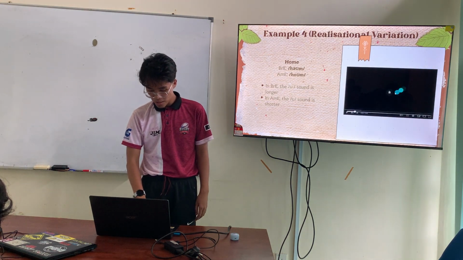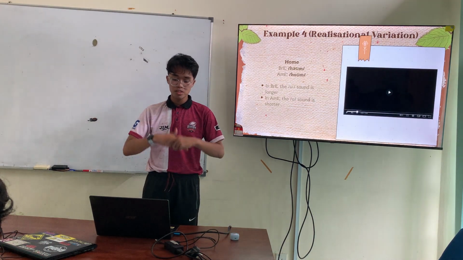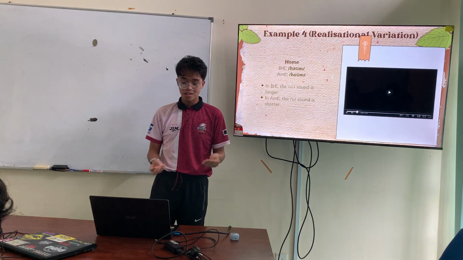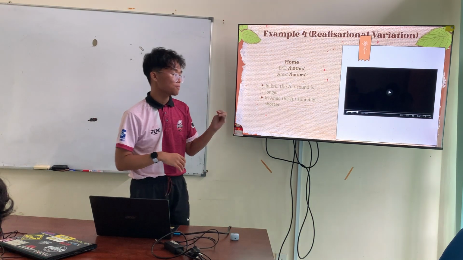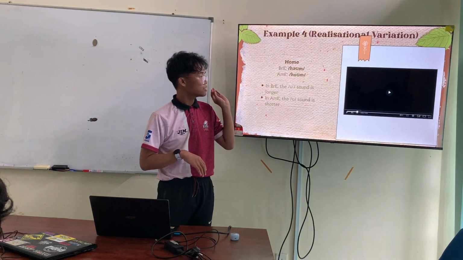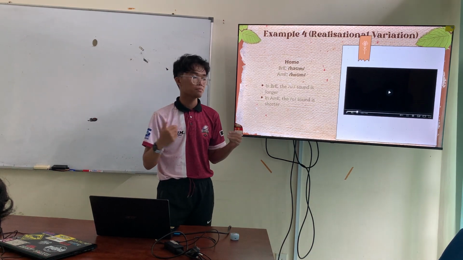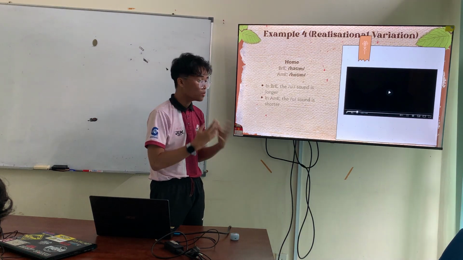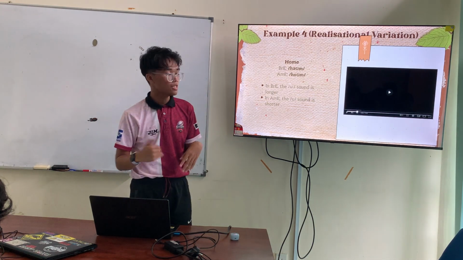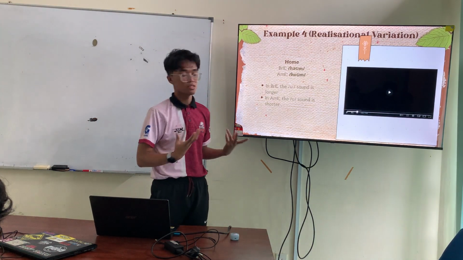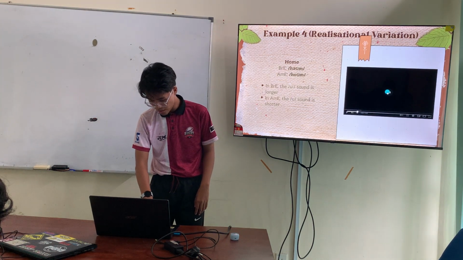Okay, so another example, which is also realizational variation. For the sake of explanation, realizational variation is where we see the difference in the production of sound, but we don't see it in the spelling. So the spelling may be the same, for example the word home, but two different accents, British and American, pronounce it differently based on the sound production. So just like how these pronounce it.